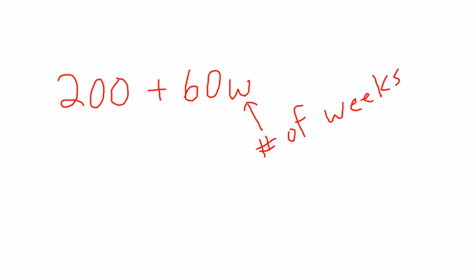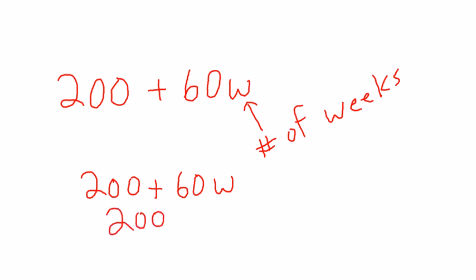Now, if I were to ask you how much money you currently have, you wouldn't be able to tell me. Why? Because I haven't told you how many weeks you've worked. But what if I were to tell you that you worked, let's say, 5 weeks? How much money would you have saved after 5 weeks? So using the same expression, 200 plus 60W, I would replace W with 5 because I am now giving you a value for W. I'm telling you that you have worked 5 weeks.